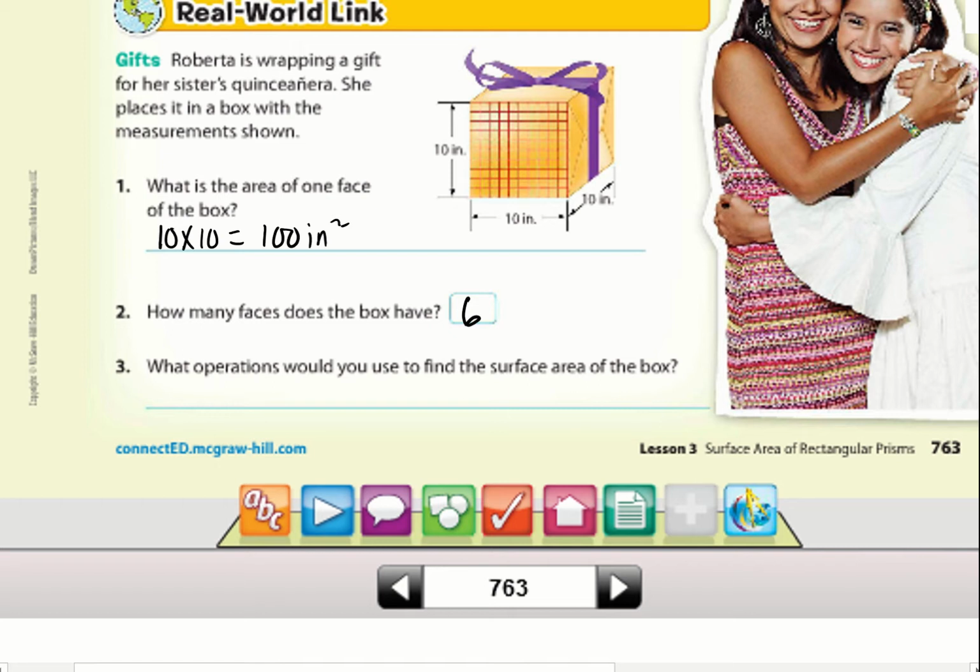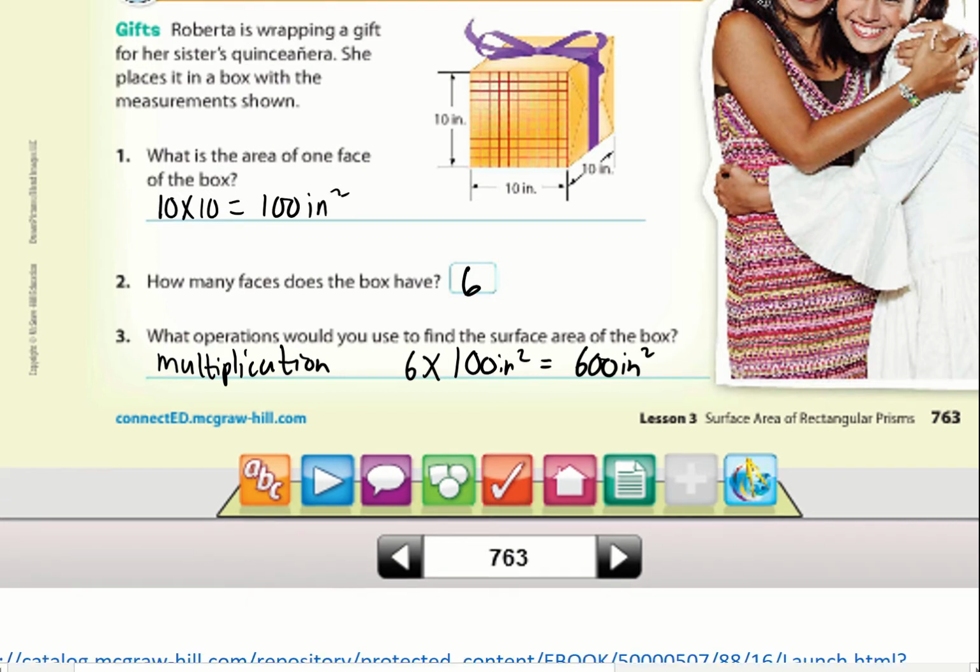What operations would you use to find the surface area of the box? Well, I would use multiplication. And in some cases, since this is a cube, we can use multiplication. Another way we can do is adding if it's a rectangular prism that's not a cube. So we have 6 sides, and each side has an area of 100 inches squared. So the surface area, the area of all my sides together, is going to be 600 inches squared.